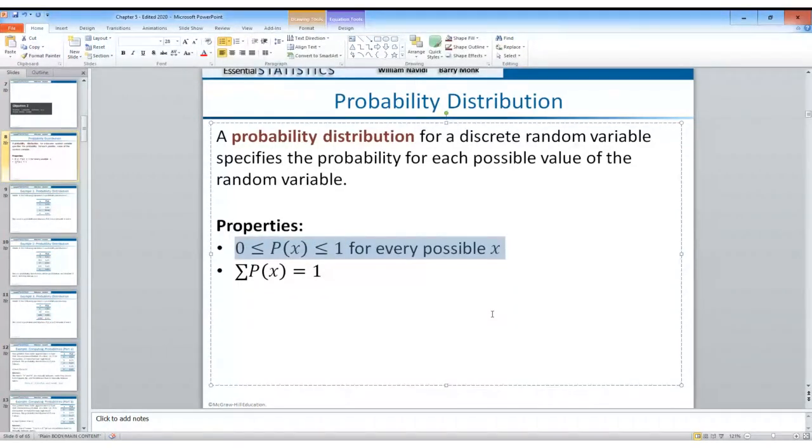Maybe they looked a little bit different in chapter 4, but all this just means is that a probability is always a value between 0 and 1 inclusive. It can be as small as 0 and as large as 1. That's all that's saying. And then the other thing is the sum of all probabilities for an experiment has to add up to 1. That's the reason the complement rule works.